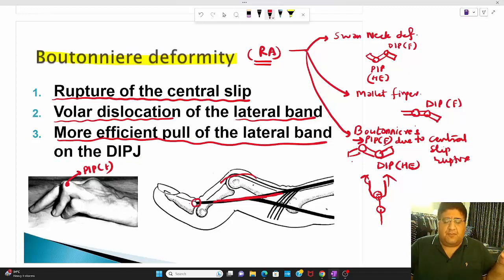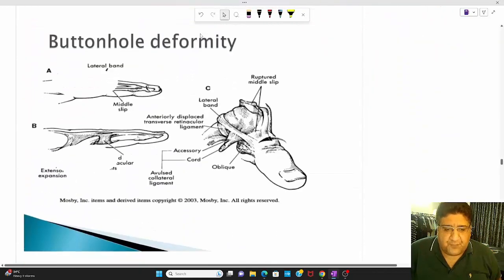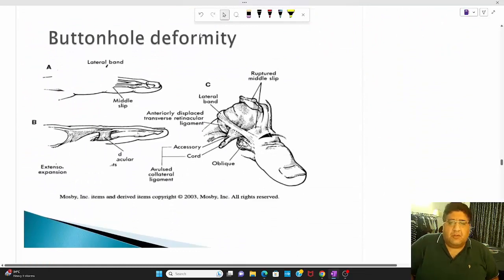Why? Because of the rupture of the central slip, whose job was to extend it. In rheumatoid, the tendon ruptures. But then why hyperextension at DIP? Because of the overaction of the lateral bands, and why? Because they are going into volar subluxation. I hope Boutonniere makes some sense to you. So this is again the Boutonniere buttonhole deformity shown here.